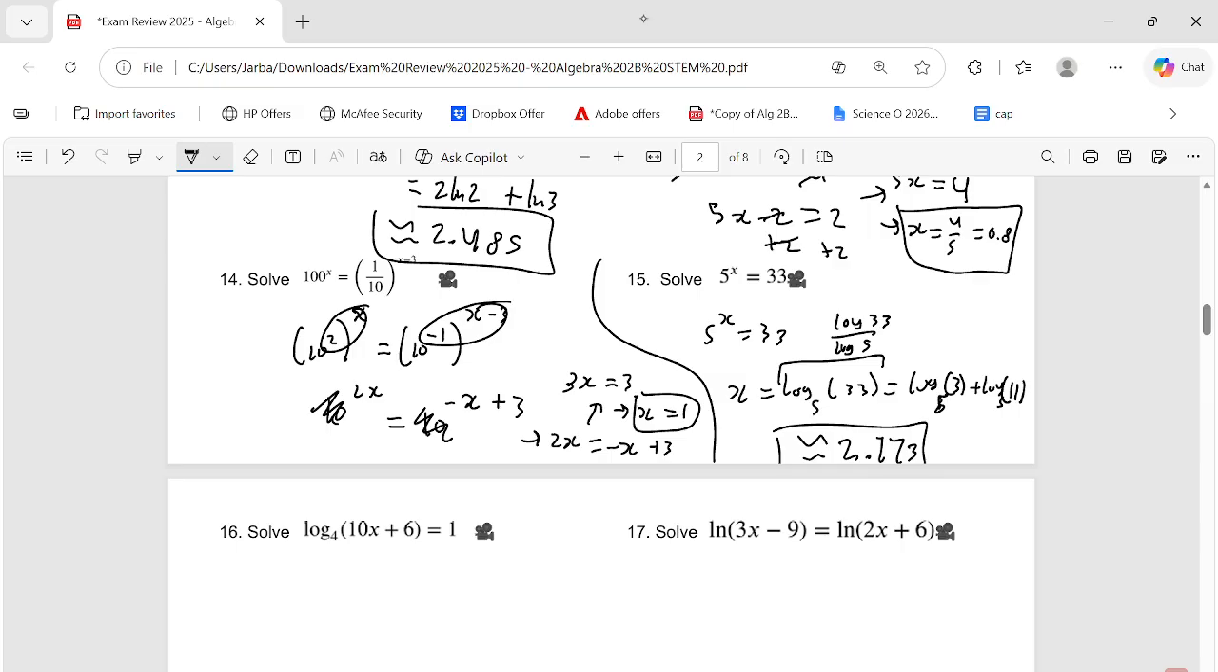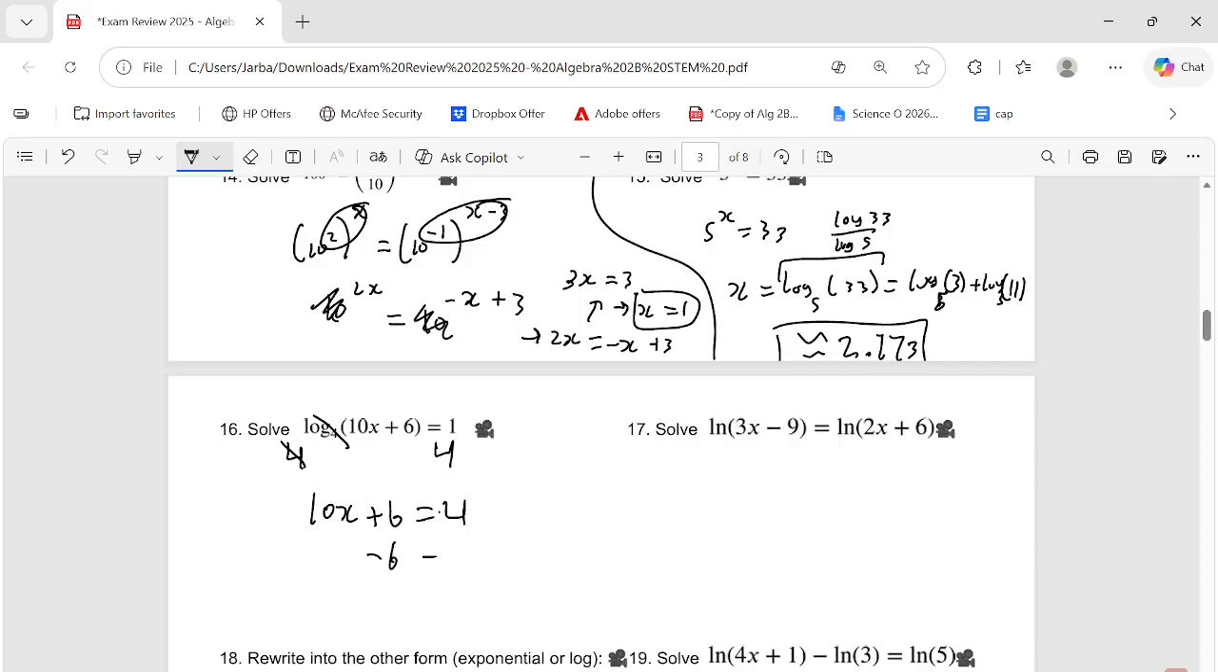So, we have this log base 4 of 10x plus 6. Now we want to make both sides have a base of 4 of the exponent. You can do that because you're doing it to both sides. So, this is going to cancel with that log base 4. We're going to get 10x plus 6 equals 4 to the 1. That's 4. If I subtract 6 from both sides, I get 10x equals negative 2, where x is negative 2 over 10, which is negative 1/5. Always remember, plug it back in, but I'm not doing that for the sake of time.